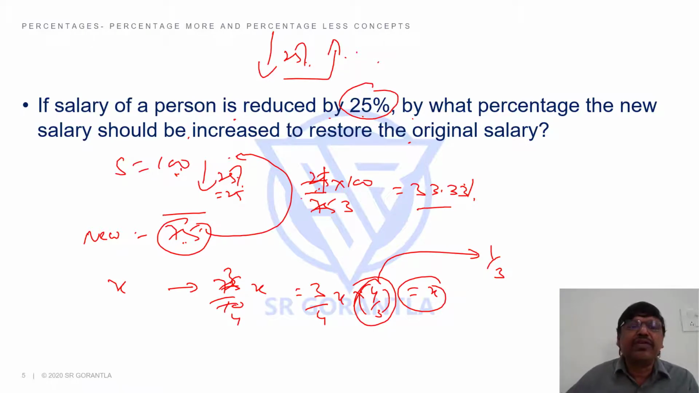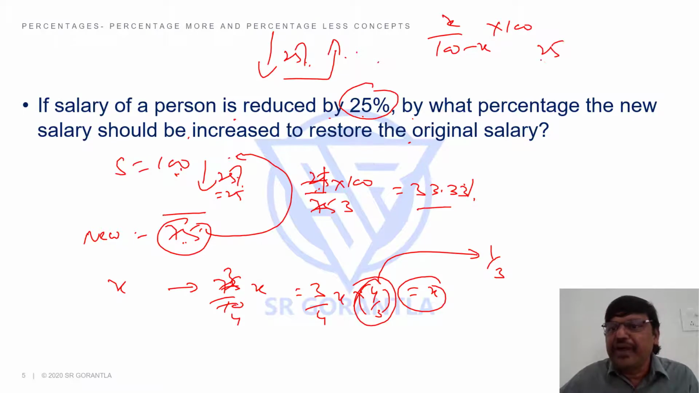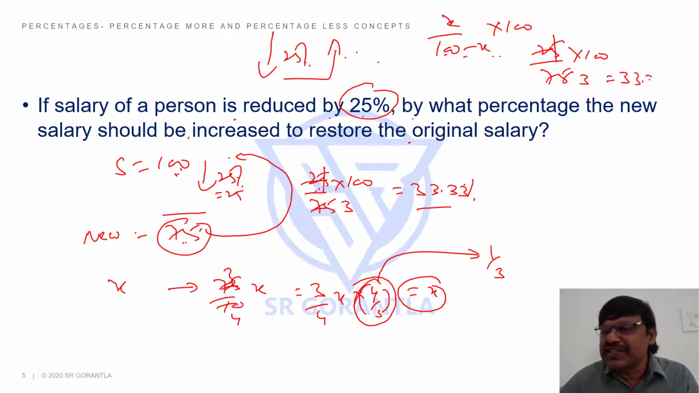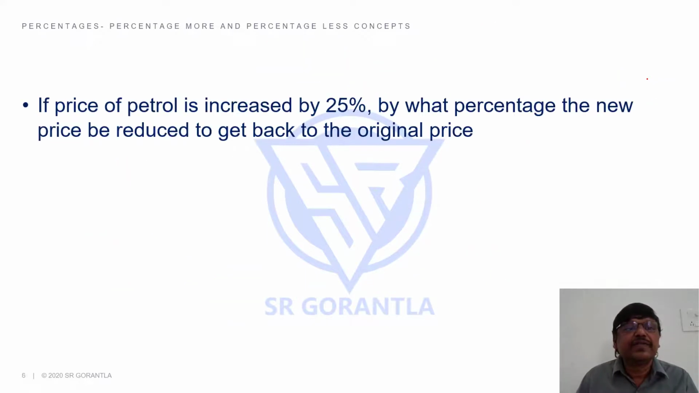Or I can use the formula. When I say it is reduced, you should increase. It is like less, how much it should be more. I can use x by 100 minus x% formula. 25 by 100 minus, when you are reducing first, you should use 100 minus x. So 25 by 100 minus 25, 75 into 100, 1 by 3, 33.33%. Done? Right. Let's see one more example.